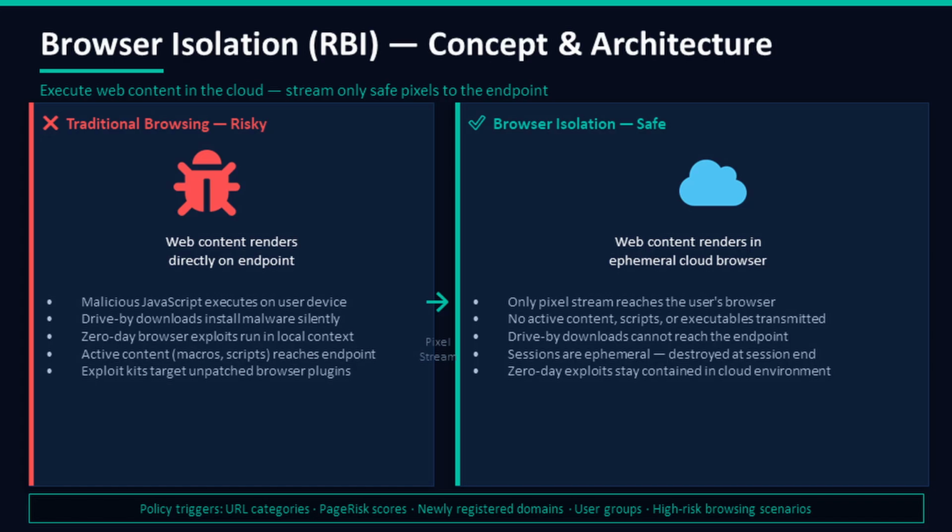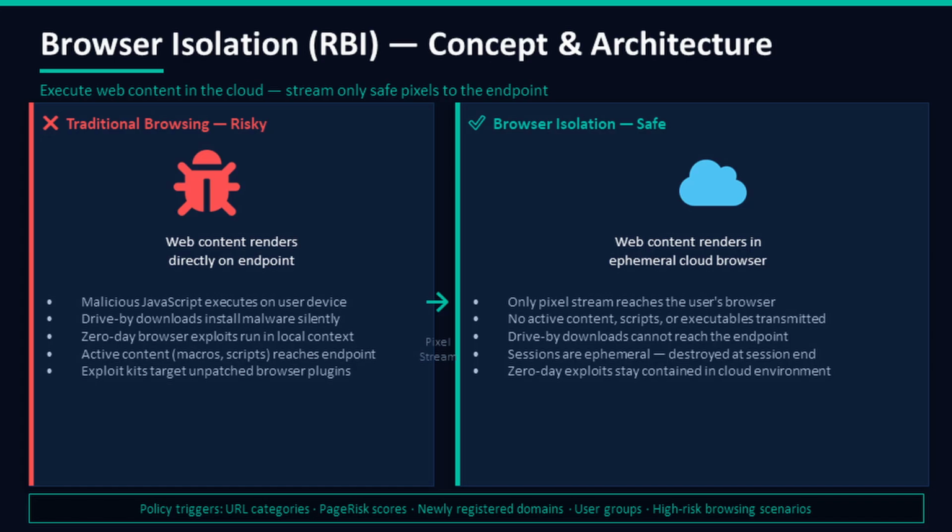Traditional approaches to this problem are binary: block the site entirely, or allow access and hope the endpoint security catches anything malicious. Neither is satisfying. Blocking too aggressively harms productivity. Allowing access puts endpoints at risk. Browser isolation takes a third path.